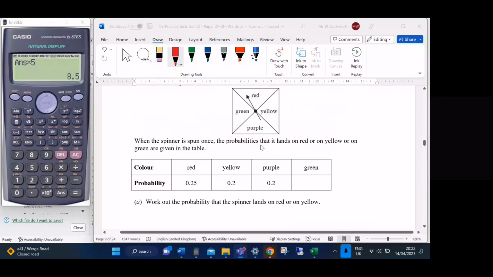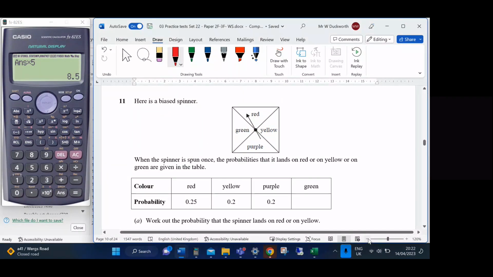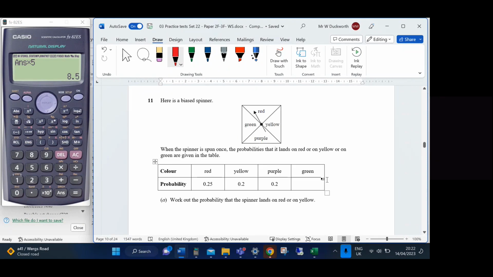And on to question 11. So I'm just going to zoom out a little bit. Okay, here is a biased spinner. When the spinner is spun once, the probability that it lands on red or on yellow or on green are given in the table. So red, yellow, purple.